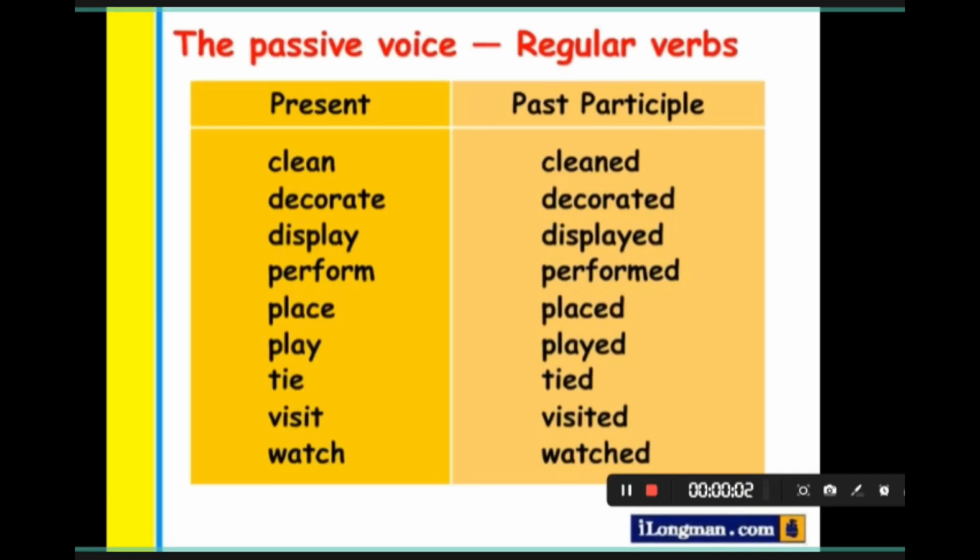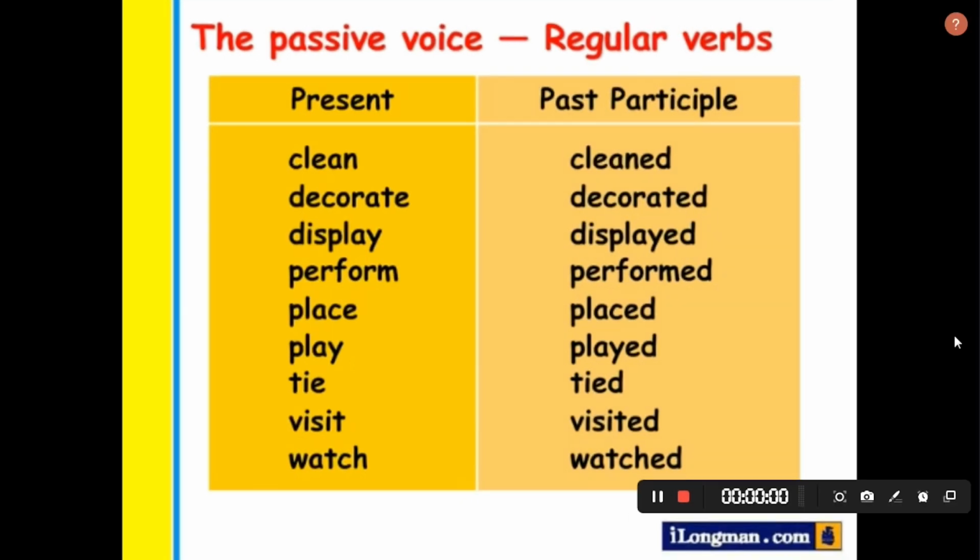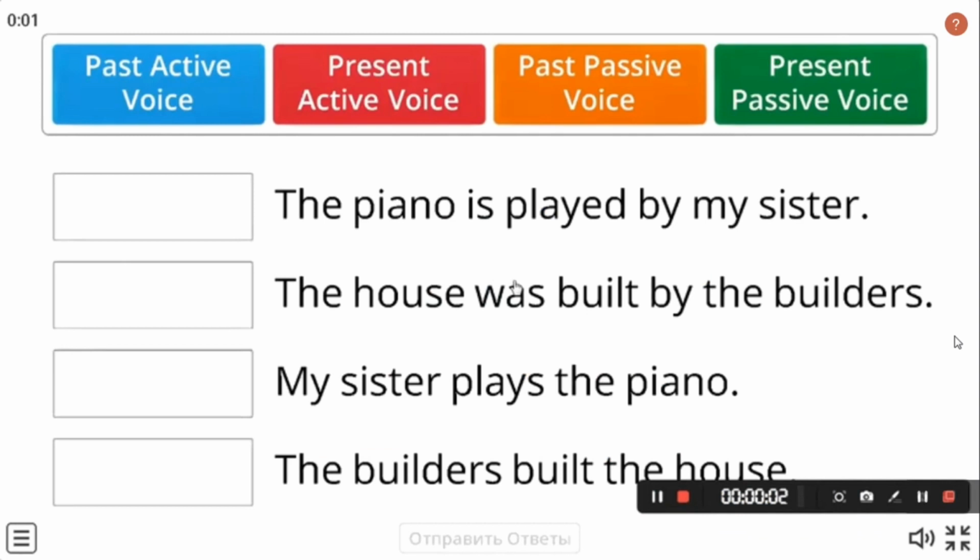Okay, read the passive voice regular verbs, present and past participle. Clean, cleaned. Decorate, decorated. Display, displayed. Perform, performed. Place, placed. Play, played. Tie, tied. Visit, visited. Watch, watched. Now, let's do the task.